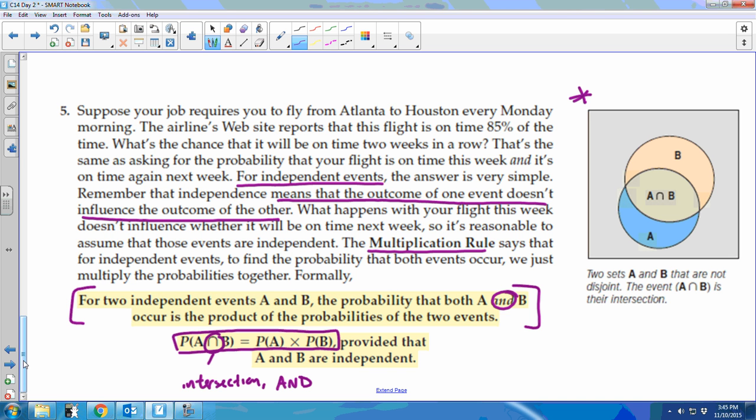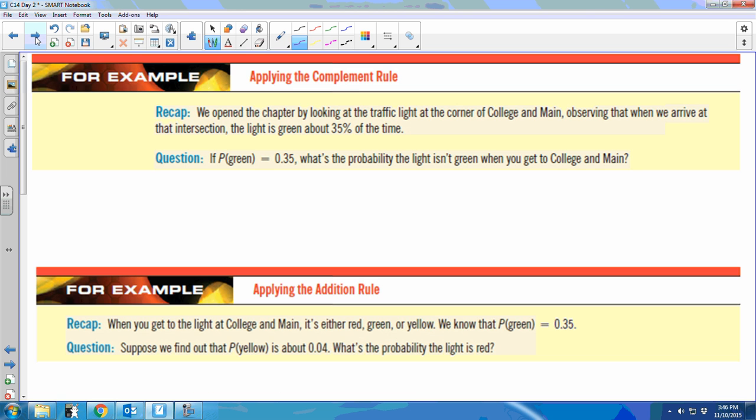Let's do some examples to make sure we understand these rules. I've got two sets of examples. All right. The first one are all the examples about the traffic light we've been talking about from yesterday. We opened the chapter by looking at the traffic light at the corner of College and Main, observing that when we arrive at the intersection, the light is green about 35% of the time. So if the probability of green is 35%, what's the probability the light isn't green when you get to College and Main? The probability of not green, again I'm using the notation, would be 1 minus 0.35, which is 0.65. So 65% of the time the light is not green.